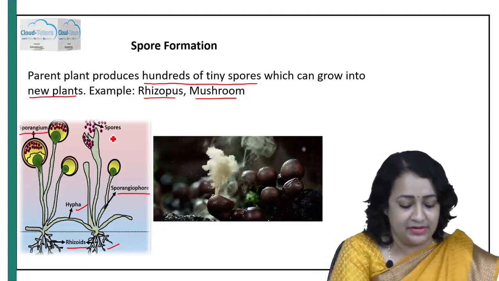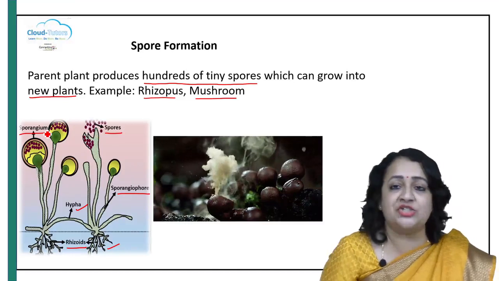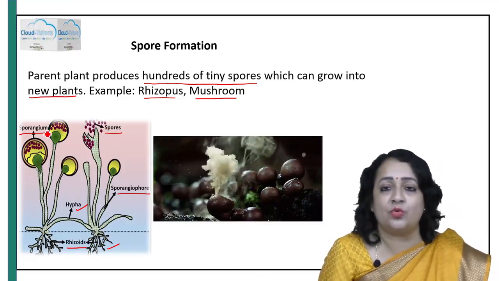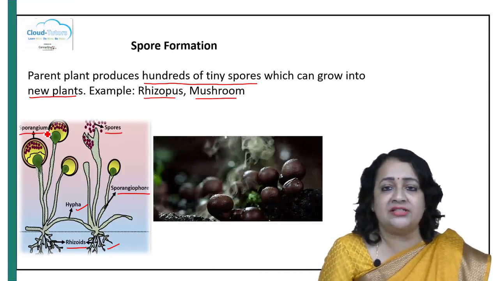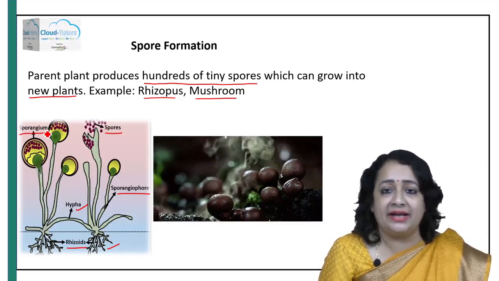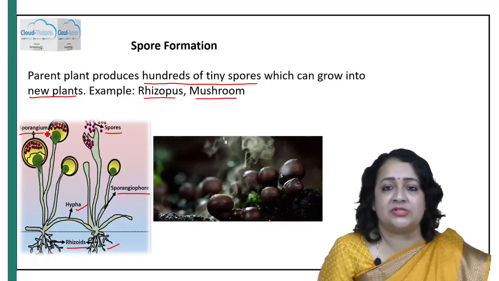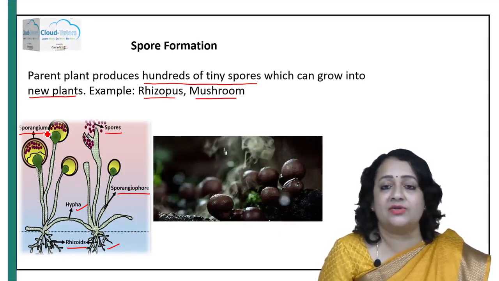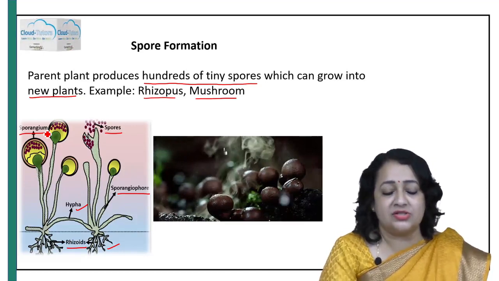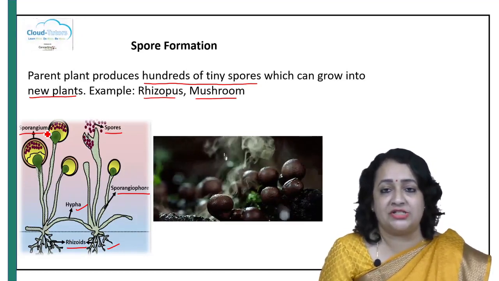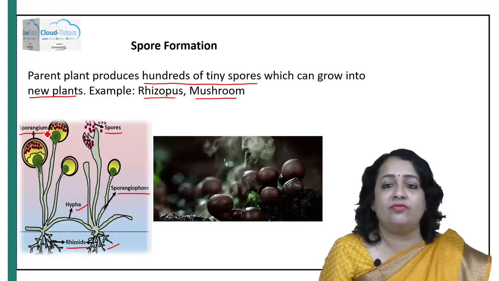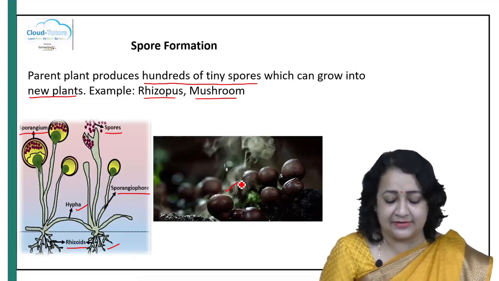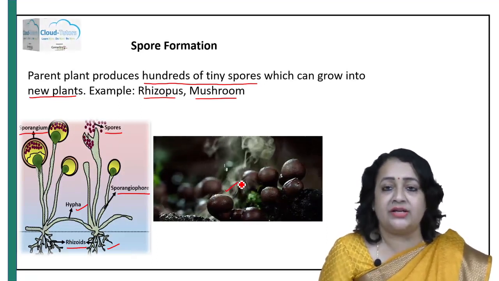So what happens when the sporangium is mature? It is going to burst and the spores will be released out. These spores are carried by air, and when it reaches a suitable place, there again this fungus will start growing again. So this is called spore formation, which is an asexual mode of reproduction. So you can see how the spores are released here. So hundreds of spores will be released.